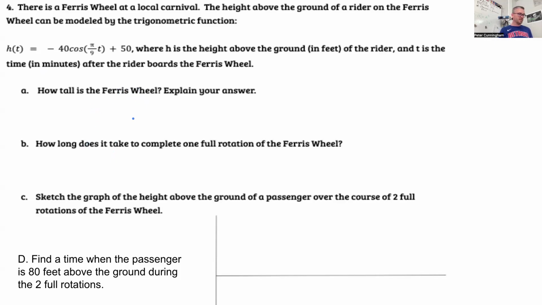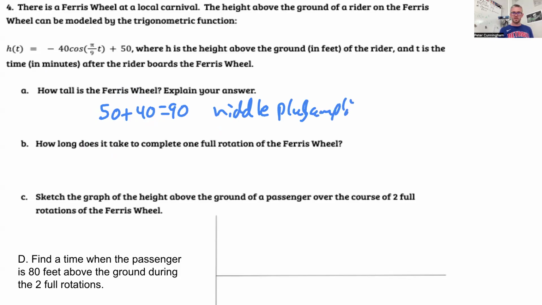How tall is the Ferris wheel? Well, we're going to take our midpoint, which is 50, add it with our amplitude, 40, and we get 90 feet. That's plenty of explanation for me, but if you put middle plus amplitude equals the top height, if you want to explain it to yourself as well, right? So we're 90 feet in the air.